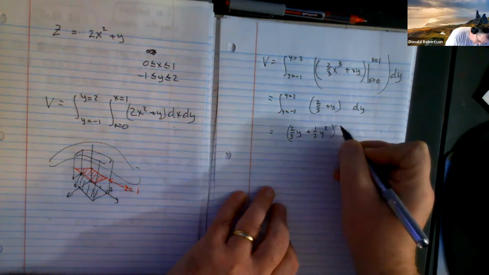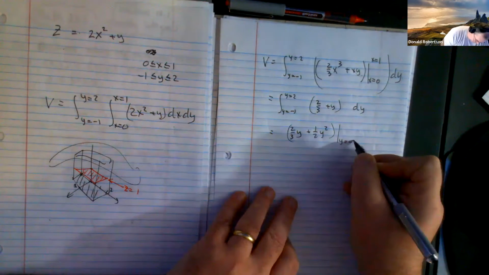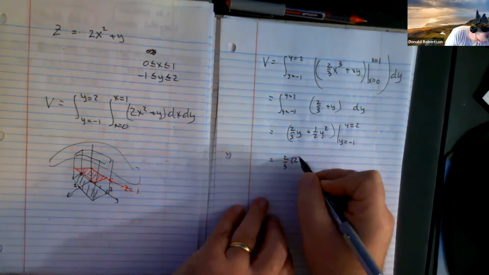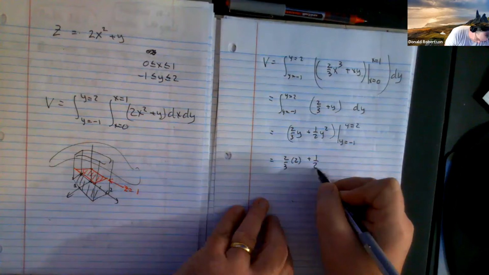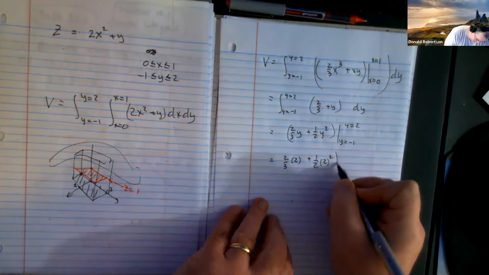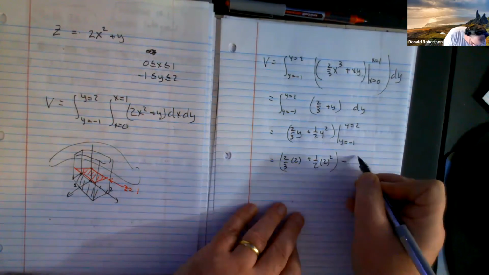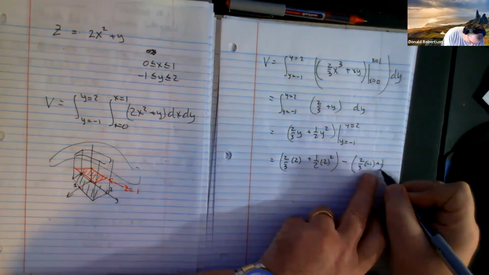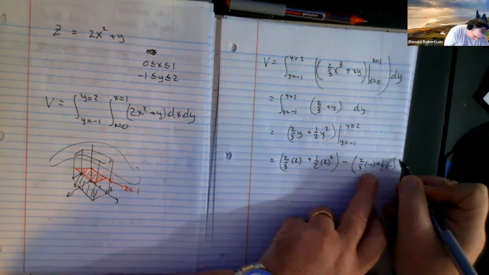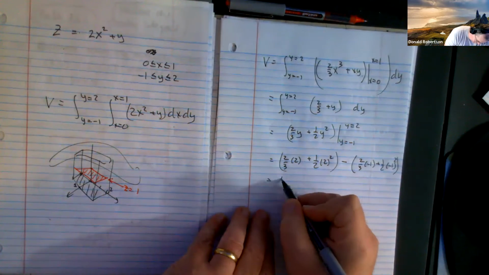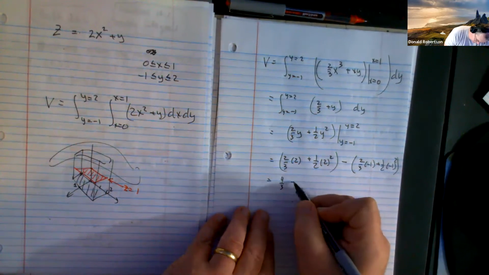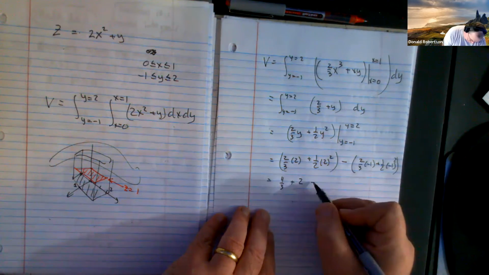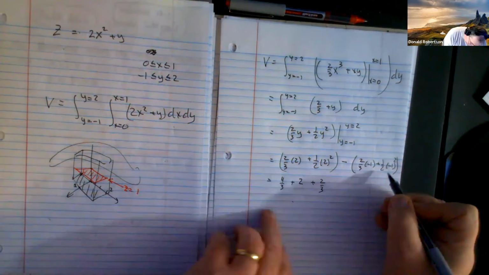evaluated there. So it's going to be 2/3 times 2 plus 1/2 times 2 squared. Take away 2/3 times -1 plus 1/2 times -1 squared. So that's 4/3 add 2, take away a -2/3, so let's add 2/3, and that's what, 1/2, take away 1/2.